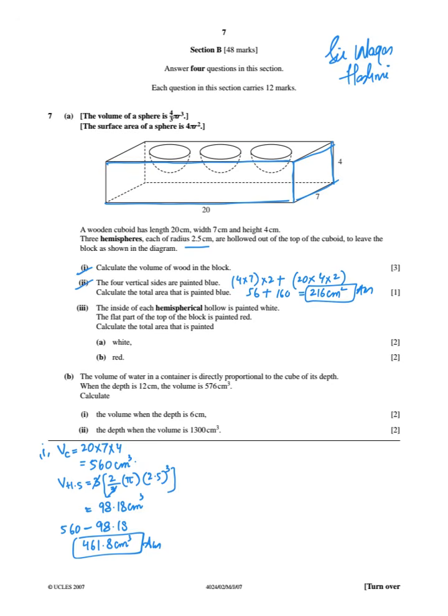For the third part, the inside of each hemispherical hollow is painted white. Alright, the flat part of the top of the block is painted red. Calculate the total area that is painted white. So for white, that is the first part. The curved surface area of hemisphere, working formula is 2 pi r square, right? The value of r we have, it's 2.5, right? So we can calculate it.